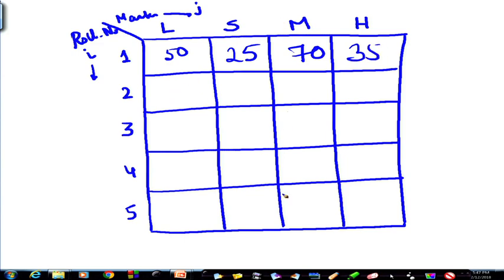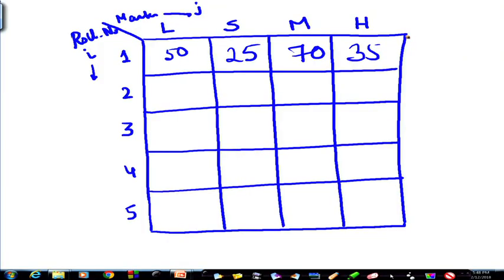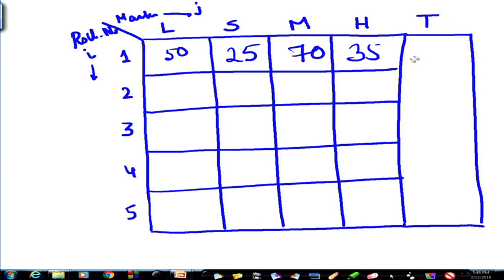Now I can have another function that will find out the total marks of each student. Right now I do not have space for that, so I can keep that in mind when I am preparing my table. Then I can have a fifth column for the total marks.